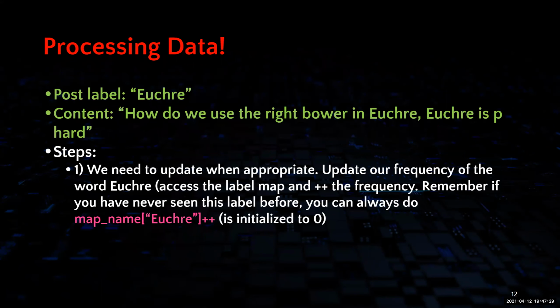Okay, right here. So that's a good example. Let's say I read in this row from our CSV file. I have the label euchre, and this is the content. How do we use the right value in euchre?